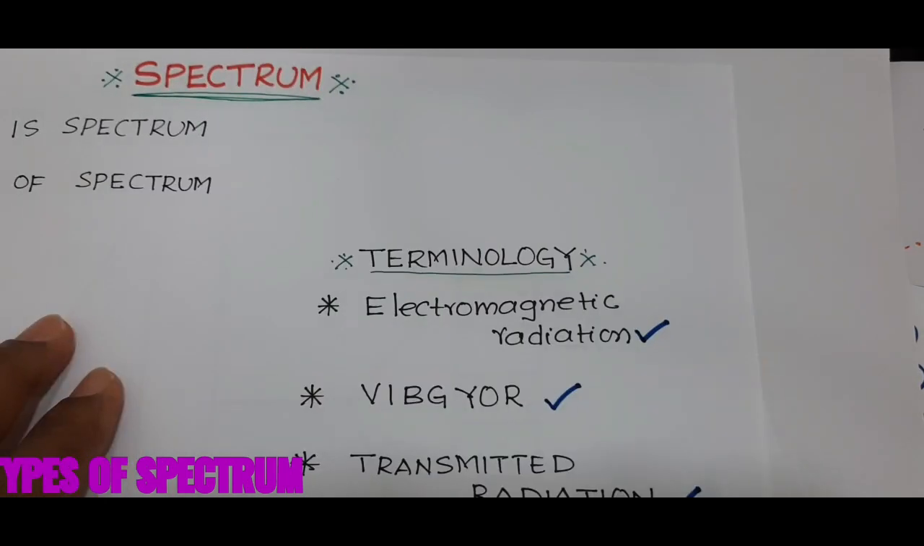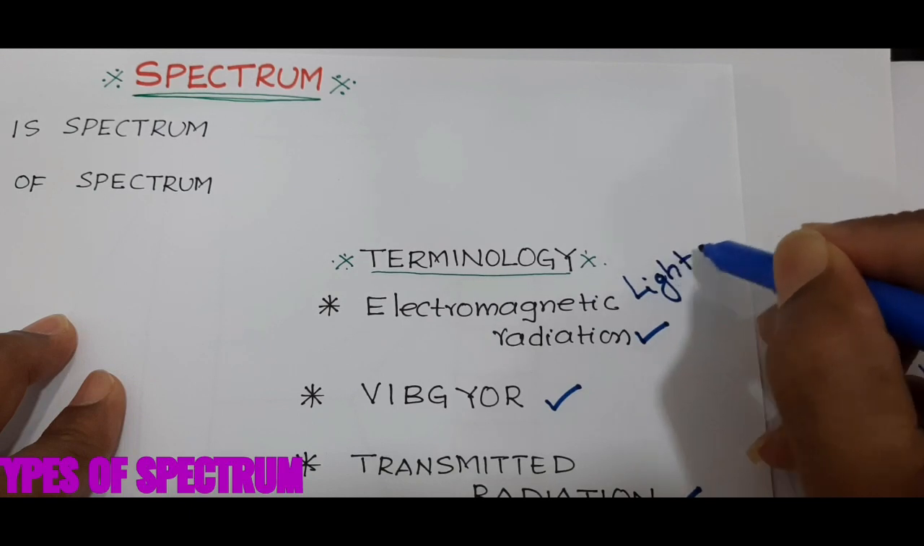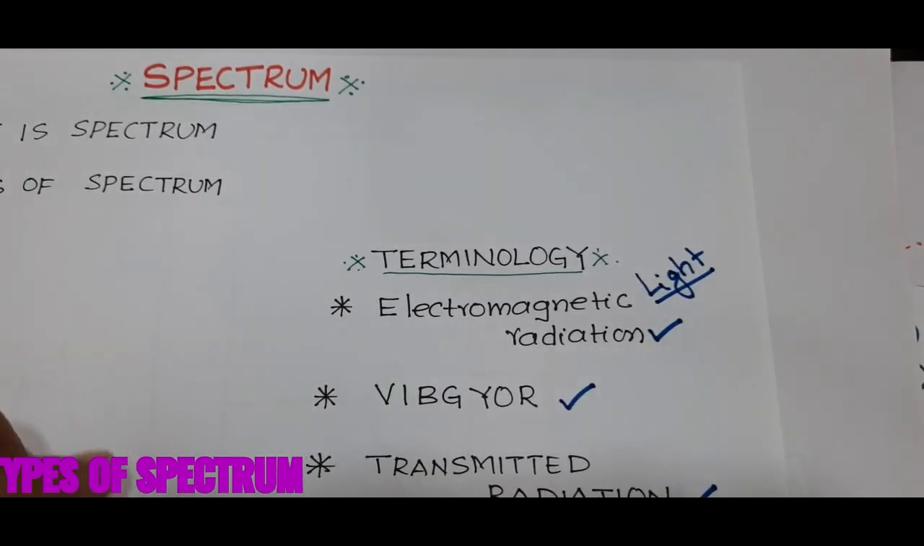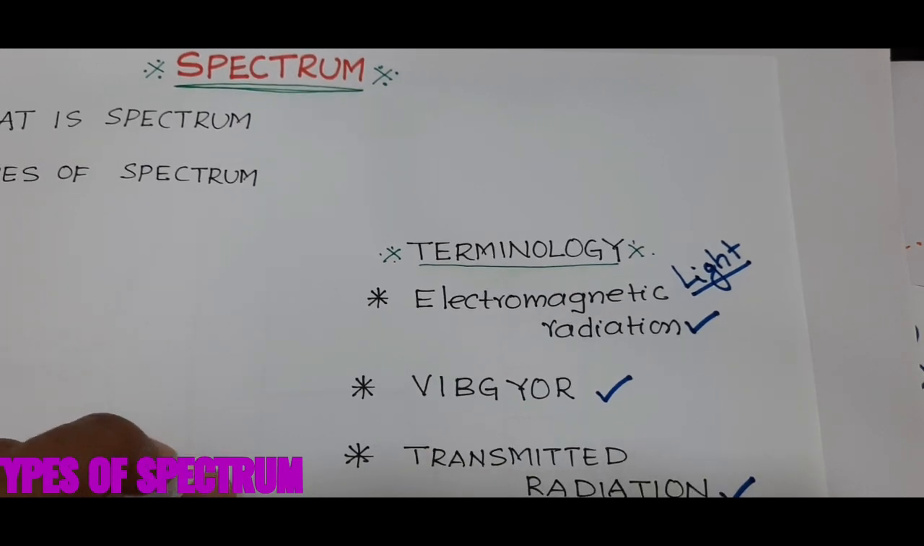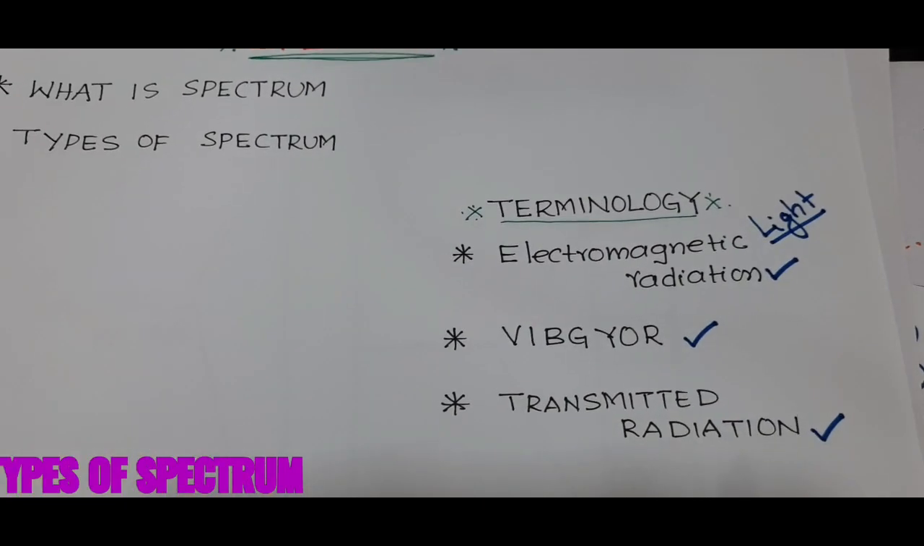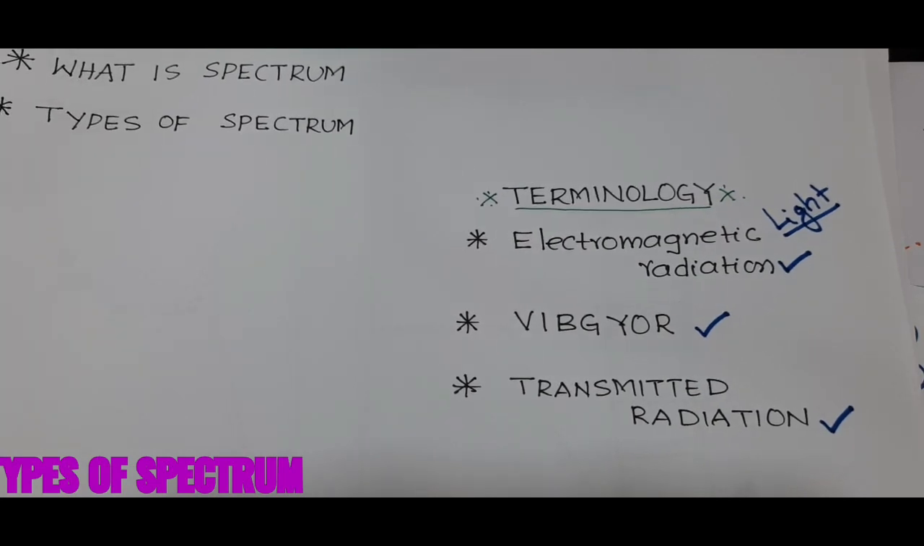Electromagnetic radiation, very simple, nothing but light. Light is a combination of electric and magnetic field. They are propagated perpendicular to each other and they are also perpendicular to their path. That is called electromagnetic radiation. Simply, light is electromagnetic radiation, or electromagnetic radiation is light.